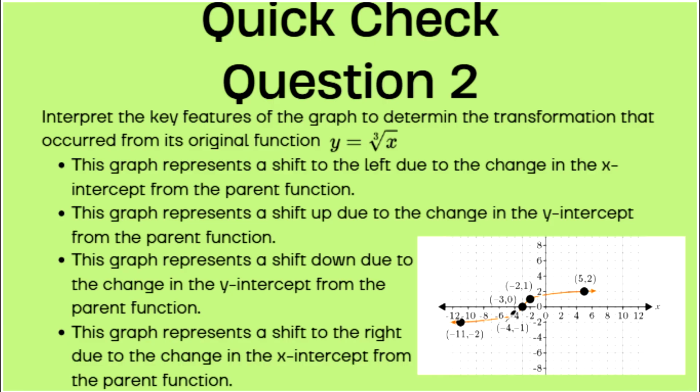Okay. Quick check question number 2. Interpret the key features of the graph to determine the transformation that occurred from its original function y equals the cube root of x. Okay, so what happened to this? Did the graph shift left? Did the graph shift up? Did the graph shift down, or did the graph shift right?